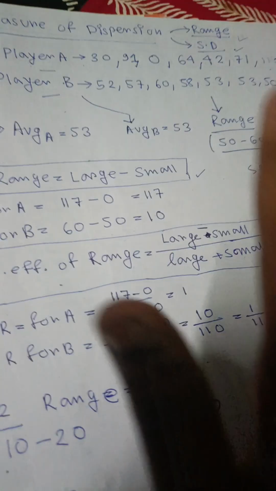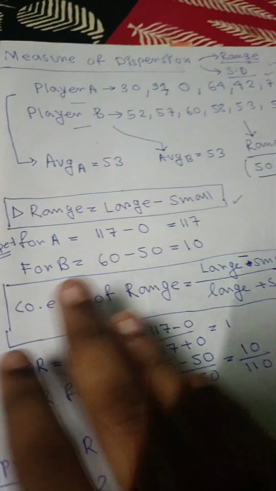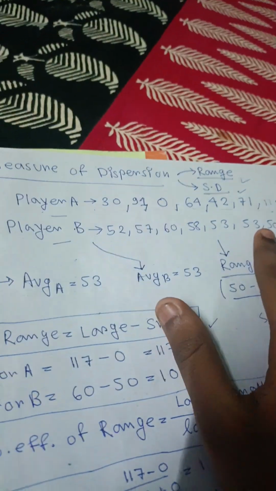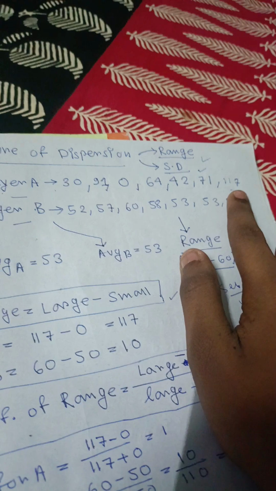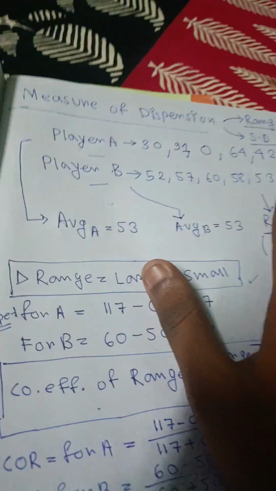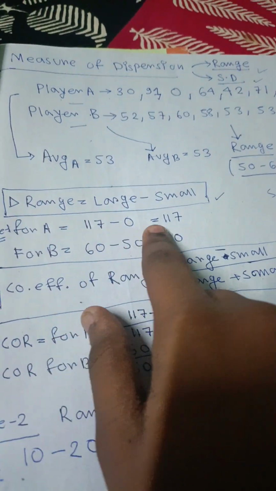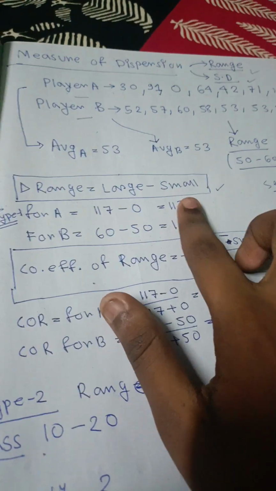Let's see that first of all. What is range? Range is nothing but large minus small. We have to see in the data what is the largest value. Here the largest value is 177 for player A, and the lowest value is 0. So large minus small would be 177 minus 0, that would be 177.